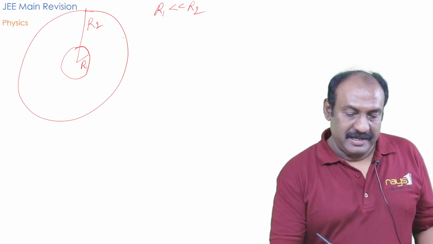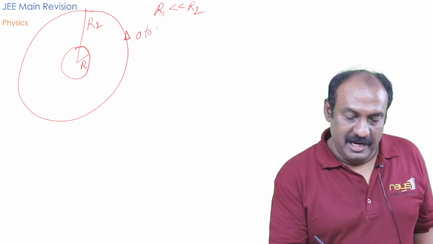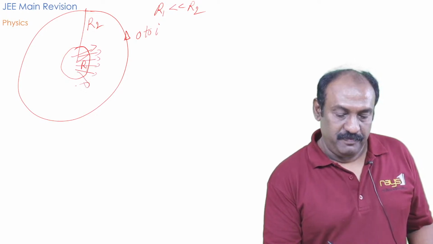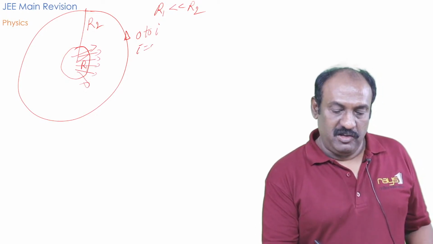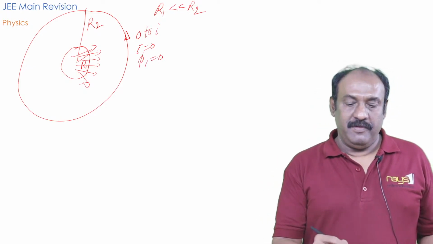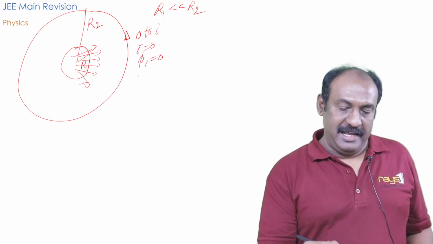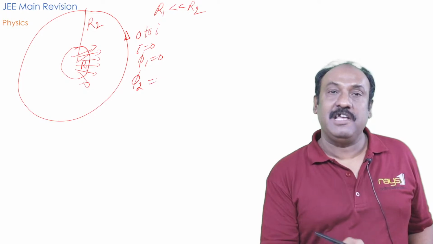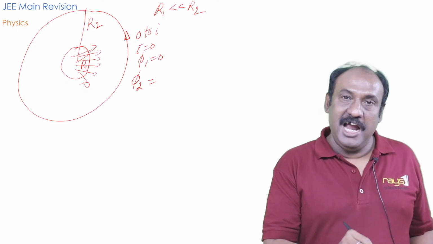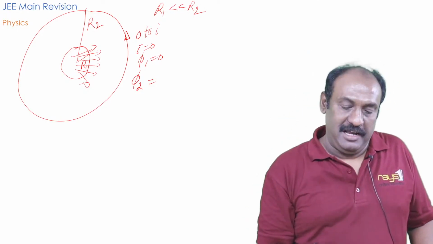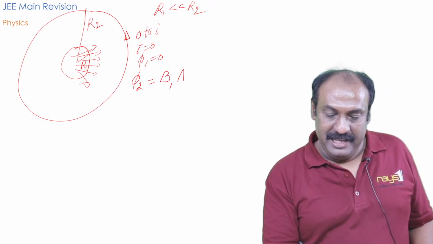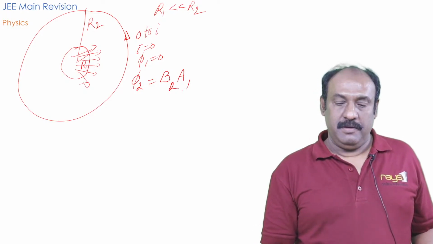Okay. Now, when current changes from 0 to I in the outer coil, the flux through the area of the inner coil will be considered. So if I equals 0, the initial flux through the inner area of the inner coil is 0. When current increases from 0 to I, then flux phi 2 is equal to the magnetic field in the region of the inner coil due to the current in the outer coil, that is B due to the outer one, multiplied by the area of the inner coil.